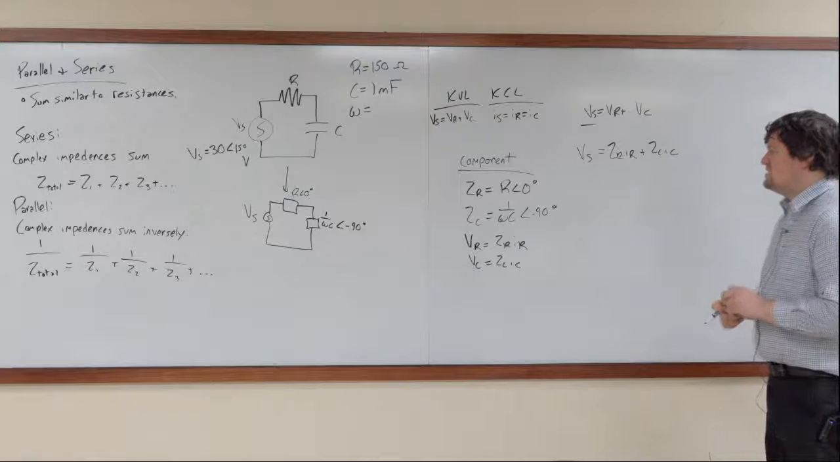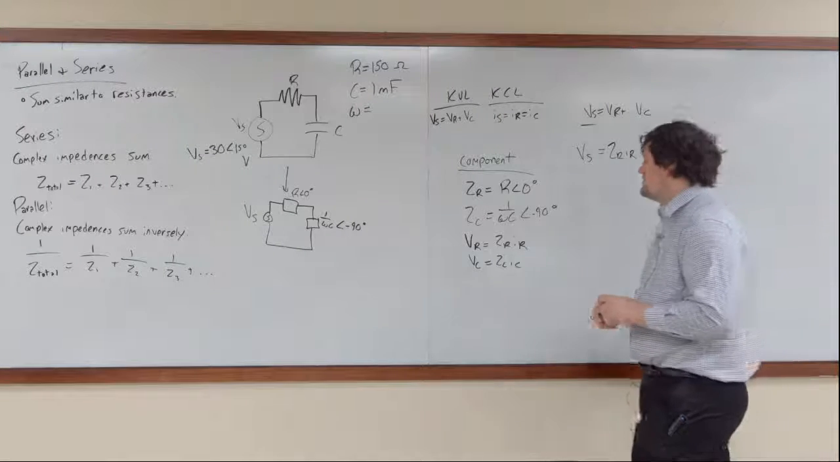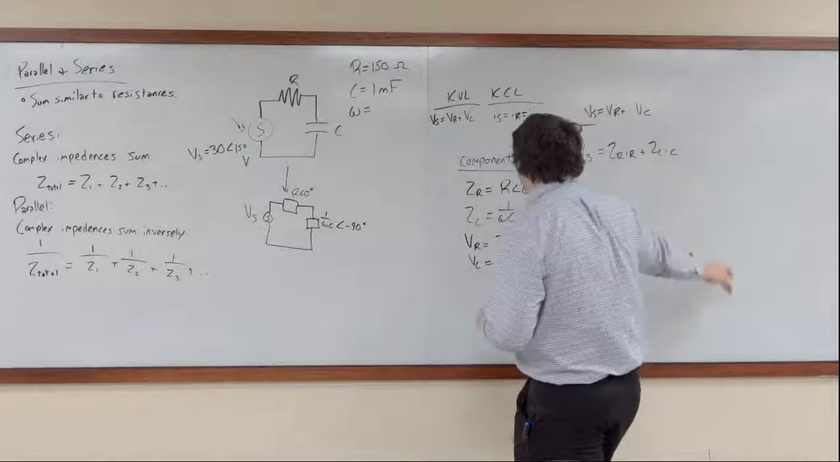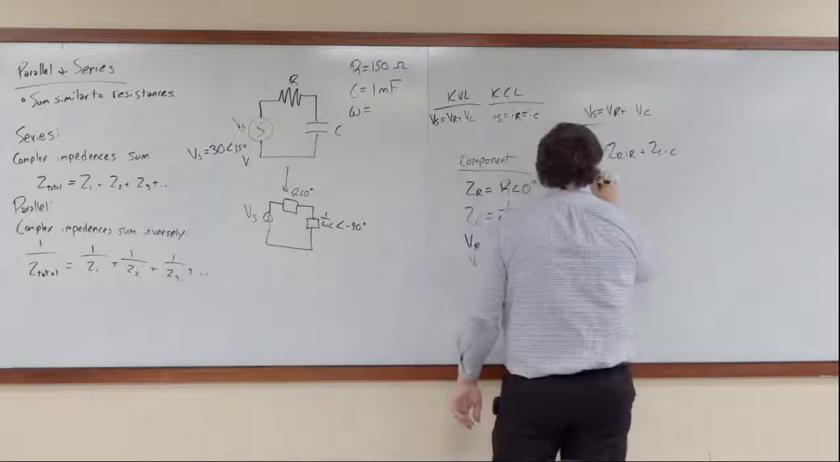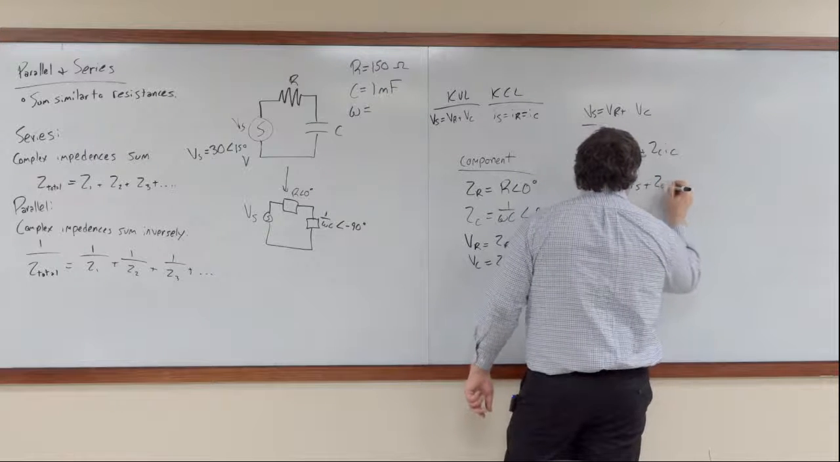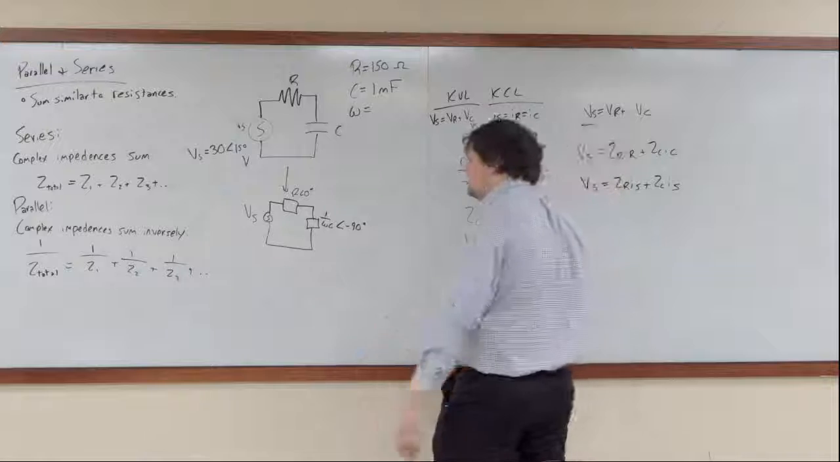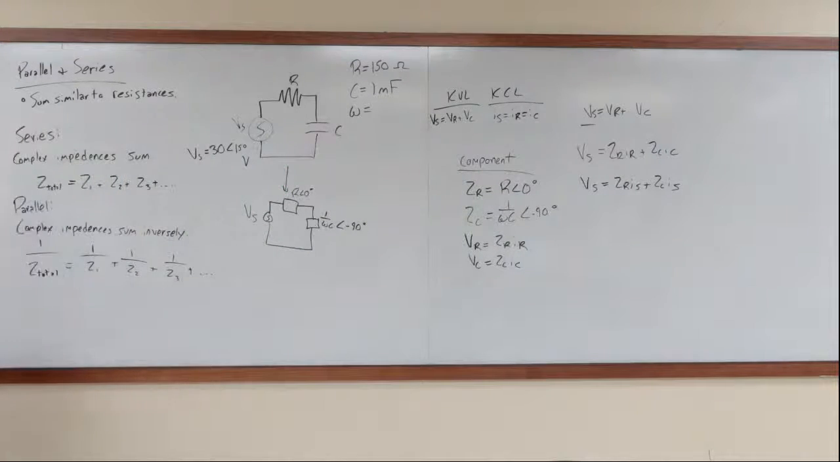Well, does that really help us? I mean, sure. If we're trying to solve for Vs here, we know that IR and IC, according to our KCL equation, is equal to IS. So Vs is equal to ZR IS plus ZC IS. That's pretty easy there.